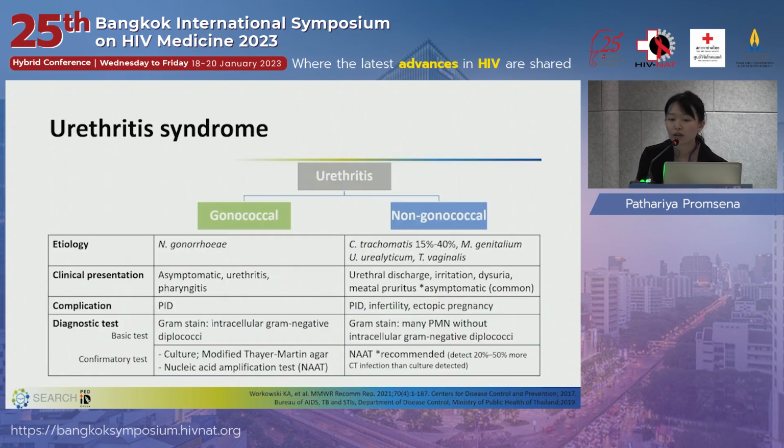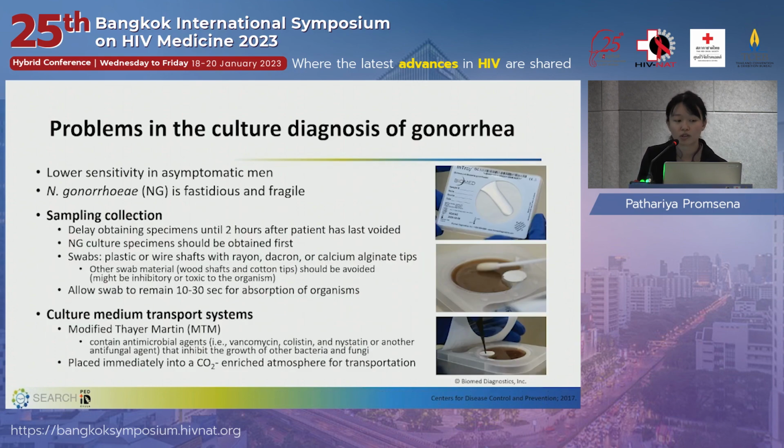Gonorrhea and chlamydia are commonly identified in infectious urethritis. Clinical manifestations vary in both organisms, and asymptomatic infection is also common, especially in chlamydia infection. Gonorrhea can be diagnosed by the Gram stain as a basic test, and by confirmation tests, culture and PCR testing. But for non-gonococcal diagnostic testing, PCR is recommended because it is difficult to culture.